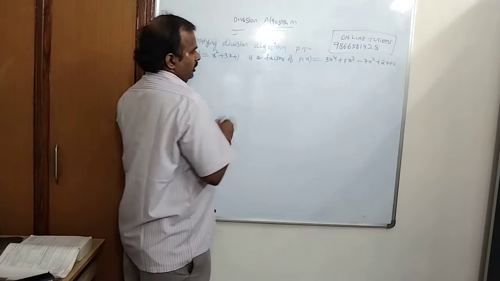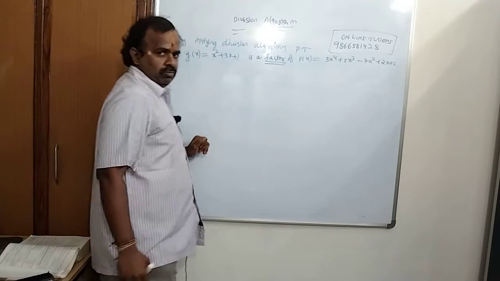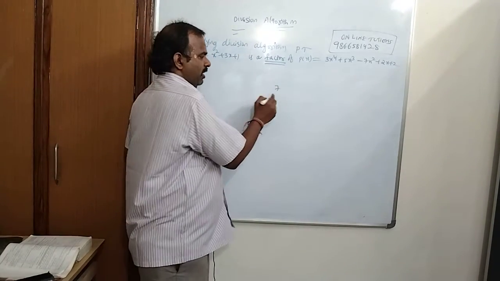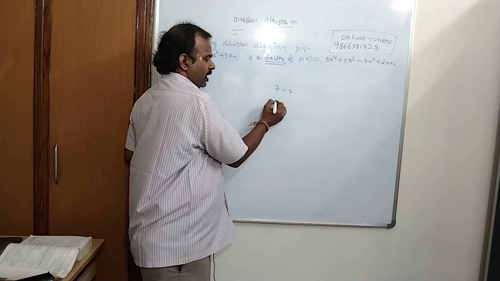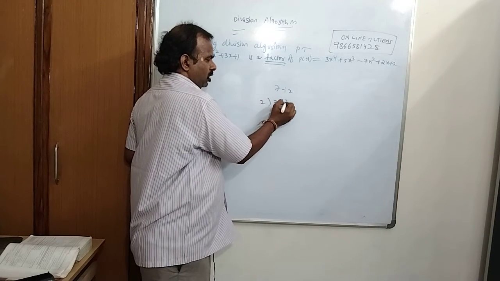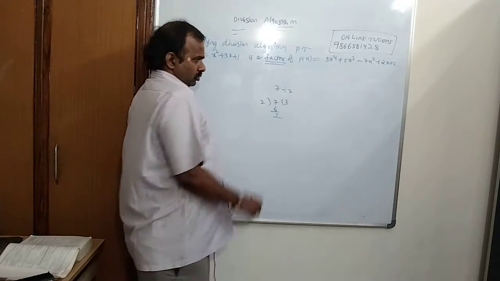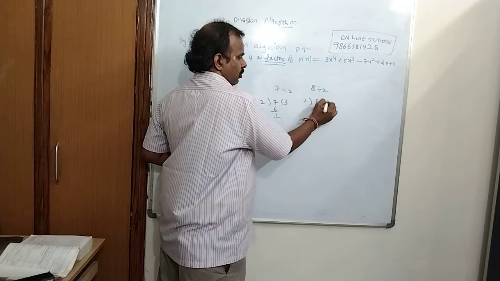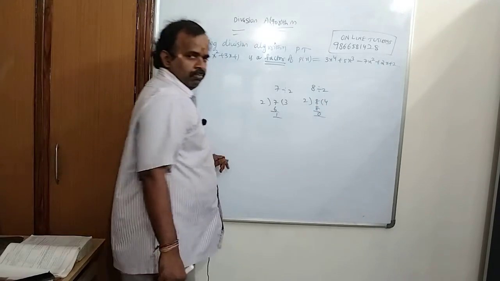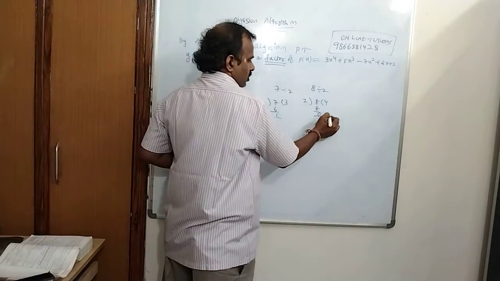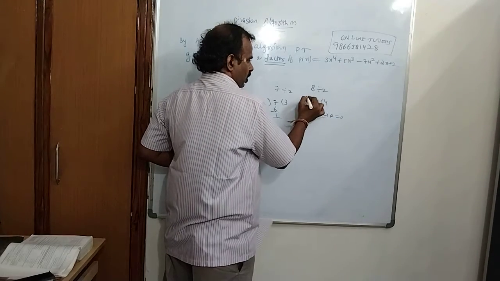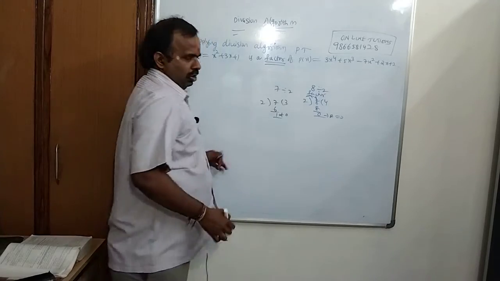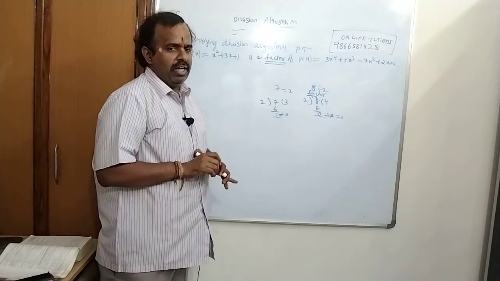First, let us be clear with this term factor. Factor means what? You take a number 7, when you divide 7 with 2, what is the remainder you are getting? Just check it. 2 3s are 6, remainder 1. Now divide 8 with 2. So 2 4s are 8, remainder is 0. So in this case remainder is 0. Therefore 2 is a factor of 8. Here remainder is not 0. Therefore 2 is not a factor of 7.